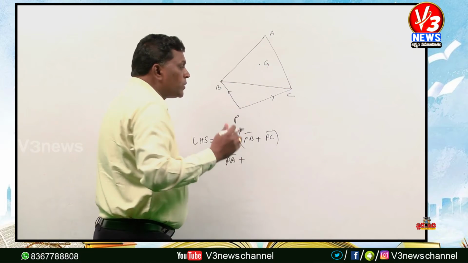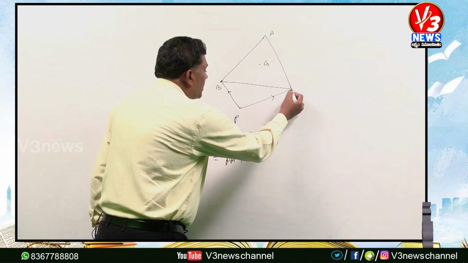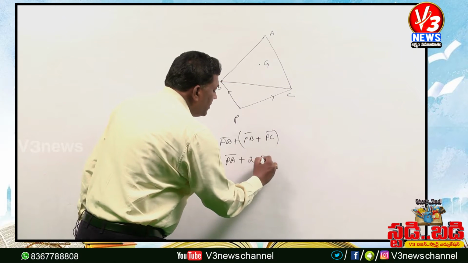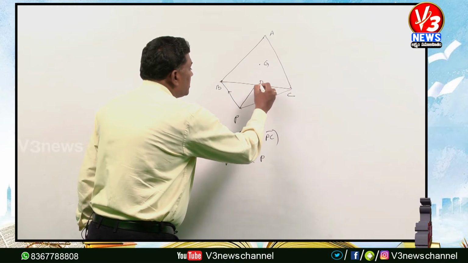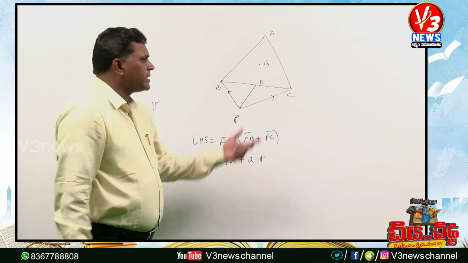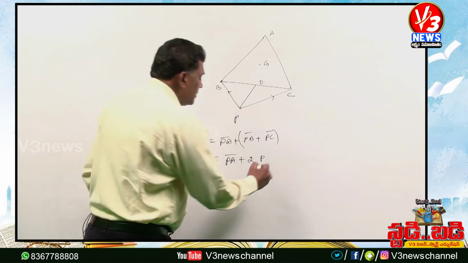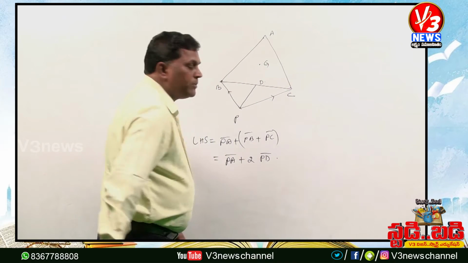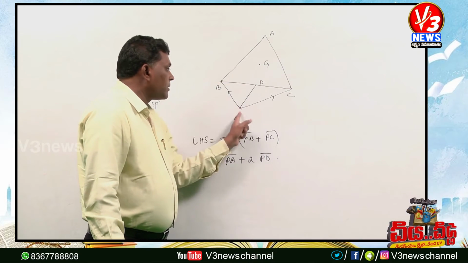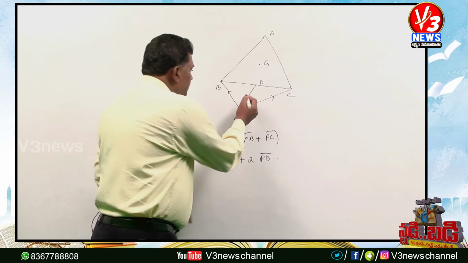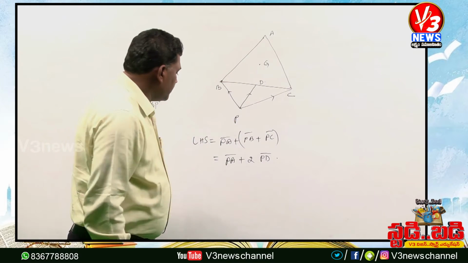In triangle PBC, why don't we apply the median property? Then PB bar plus PC bar equals twice the median through P. Median means joining to the midpoint of the opposite side. Let us take this midpoint of side BC as D, then I can write it as twice PD bar, by using the median property in triangle PBC, PB bar plus PC bar equals twice PD bar. So this is the first step. Now, listen carefully.